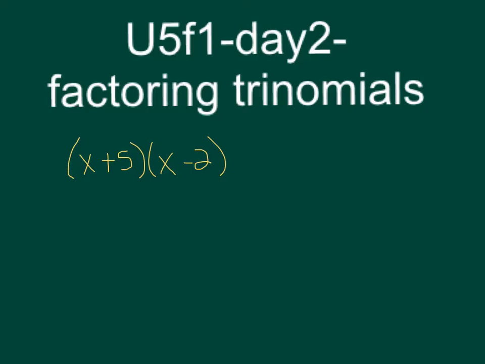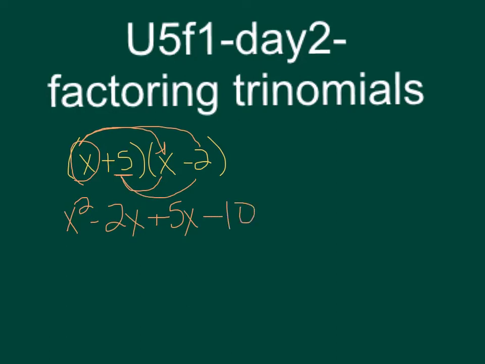So if you remember last week, we had a problem like this where we took this x and we multiplied it by this x and we got x squared. Then we took the x times negative 2 and got negative 2x. Then the 5 times x gave 5x, and the 5 times negative 2 gave negative 10. And our middle two terms always combined, so we were left with x squared plus 3x minus 10.